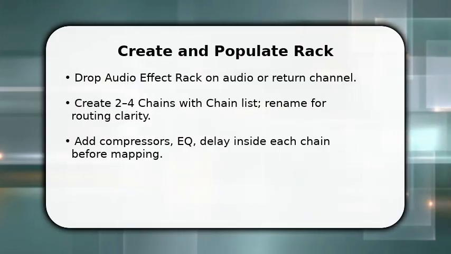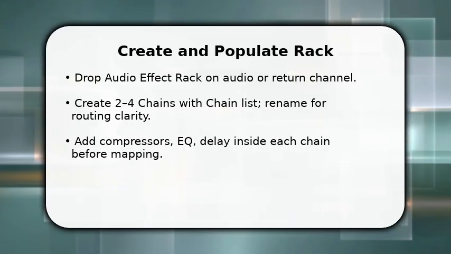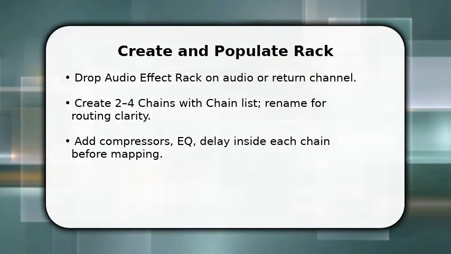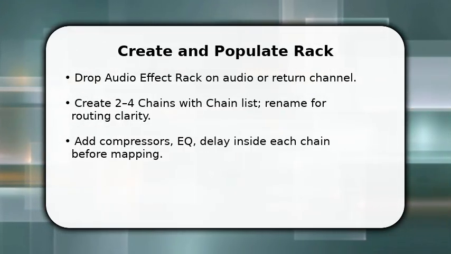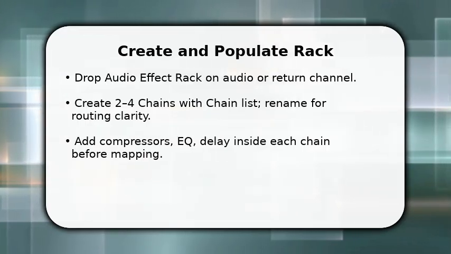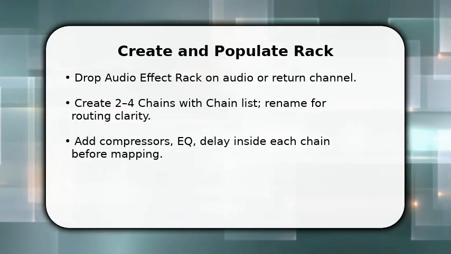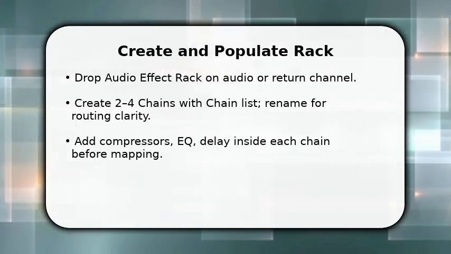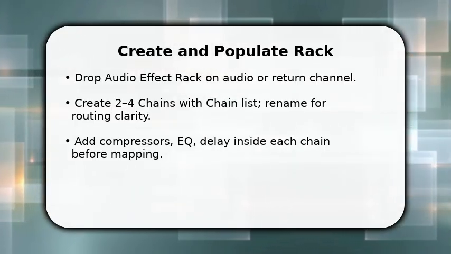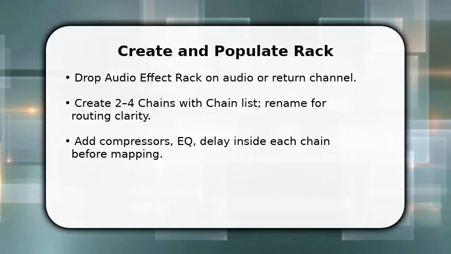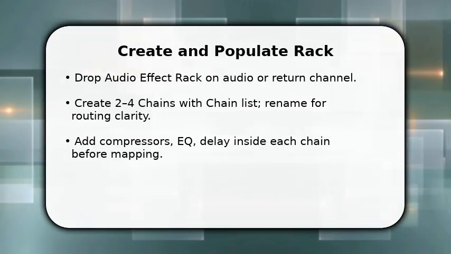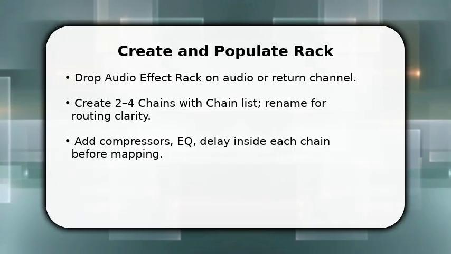You start by dropping an audio effect rack onto the track you want to process. Once placed, open the chain list and create 2 to 4 chains so you can run parallel processing paths. Add the effects you need in each chain, for example, an EQ for tone, a compressor for dynamics, and a delay for space. Make sure to rename each chain clearly so you know which one you'll map to macros. This saves time when you map controls next.